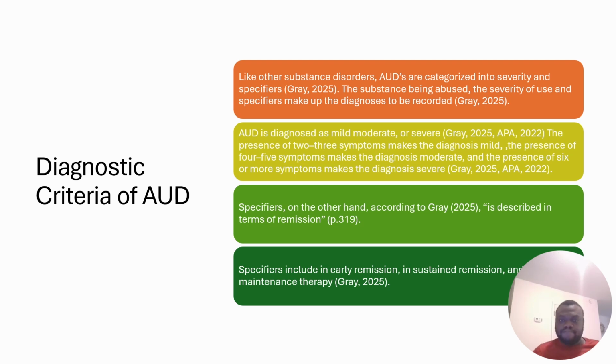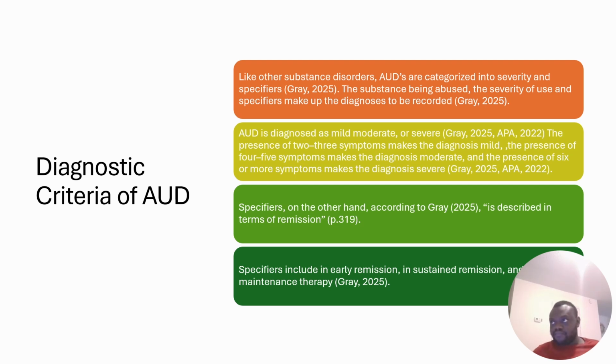AUD can be diagnosed as mild, moderate, or severe. For a mild diagnosis, there has to be presence of two to three symptoms. For a moderate diagnosis, there has to be four to five symptoms, and for a severe diagnosis, there has to be six or more symptoms.